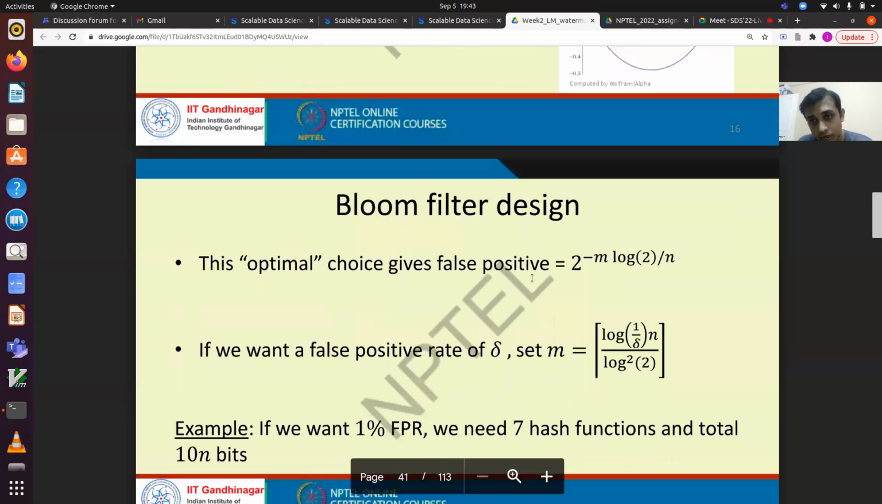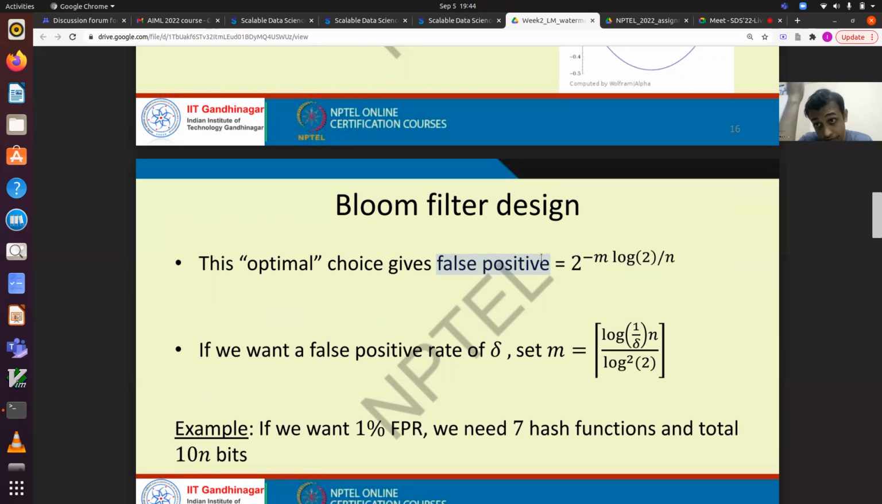For this particular case you get delta, which is equal to 2 to the power minus m log 2 by n. That is delta, and it is said to be 10%. Delta is the first line in this slide, 2 to the power minus m log 2 by n. Now solve for m in terms of small n.